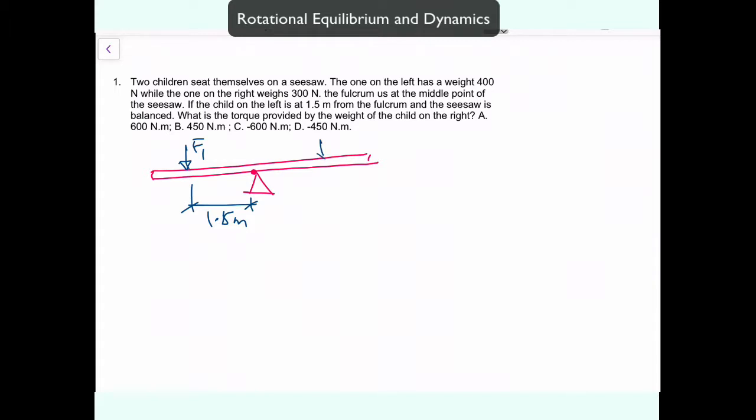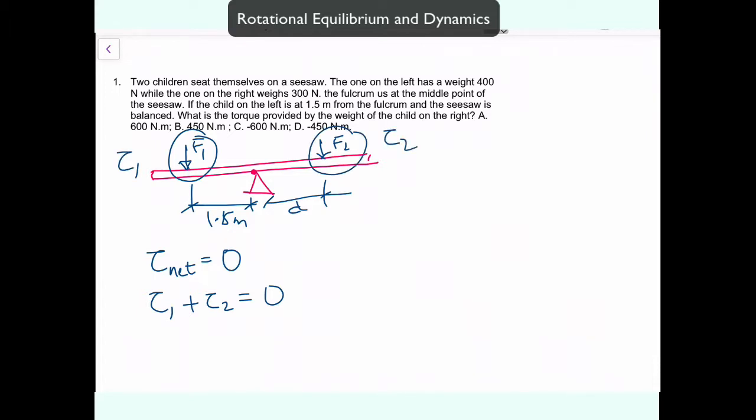So on the right, you can call this F2. He's acting at a certain distance, but we're not asked to find the distance. What we're asked is, if the plank is horizontal, then that means you achieved equilibrium. That means the sum of all the torques in this problem is going to be equal to 0. It means torque 1 plus torque 2 will result in 0. Torque 1 is a result of F1, and F2 results in torque 2. Then we're asked to find the value of torque 2, which is the negative of torque 1.